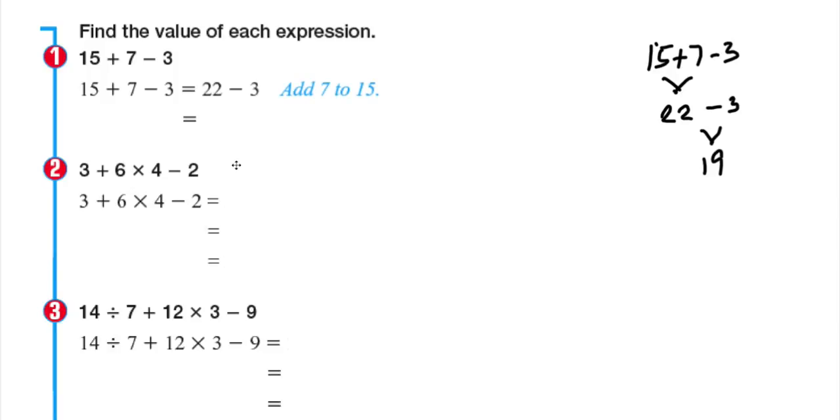And this is exactly what we have. So 15 plus 7 will give you 22. Subtract 3 will give you 19. So the answer would be 19.